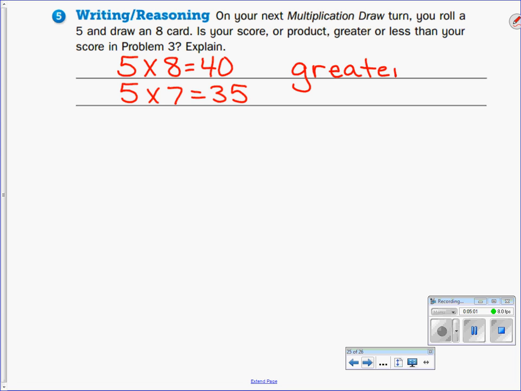Another way to tell, boys and girls, is we had 5 as one factor in both problems. Well, here we have an 8, and here we have a 7. So the 8 is a greater number, so we know that equation is going to be greater. All right, that finishes up lesson 2.6.